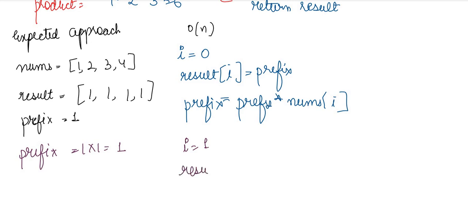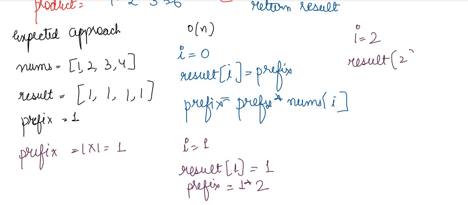Again result of 1 will be equal to prefix, which is 1, and then we update the prefix value. Prefix multiply by nums of I. Prefix value is 1. What is the value of nums of I? 2. So prefix is 2 now, right? And then consider I equals to 2. What will happen?